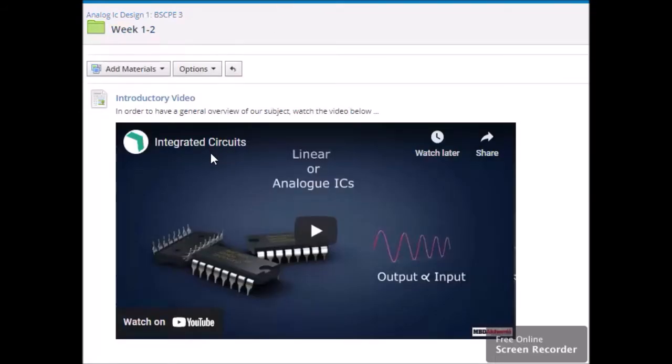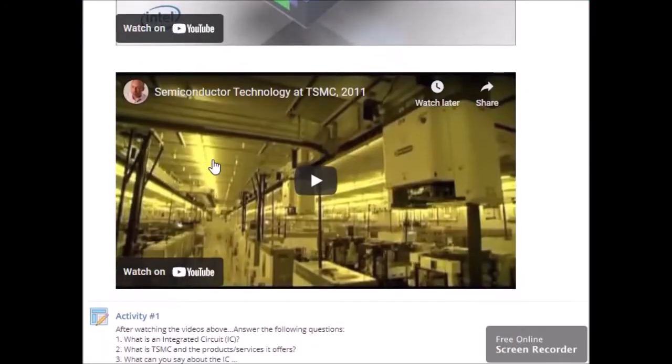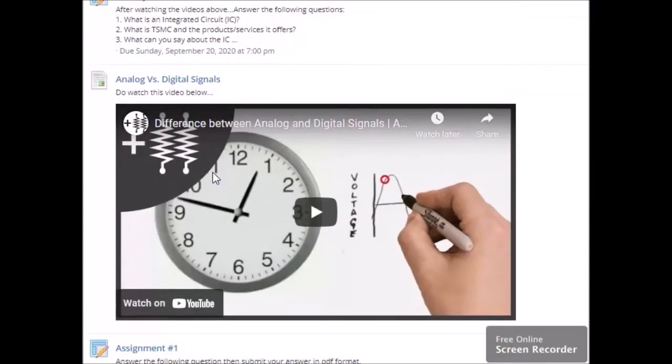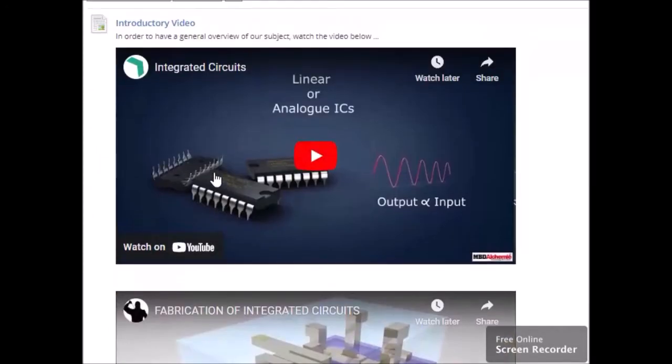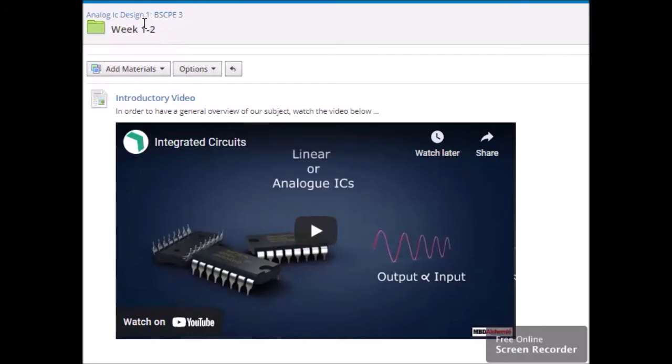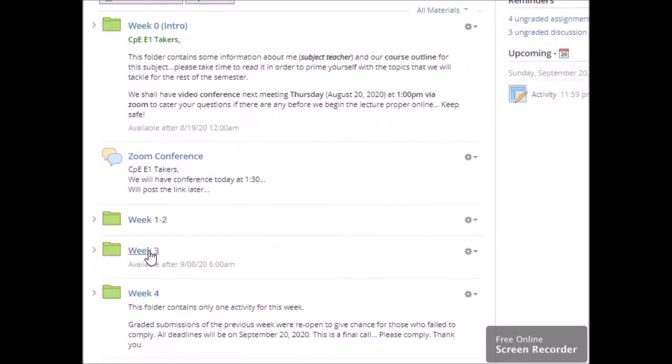And so yes, that was all of the materials that I uploaded on week 1 and 2. And going back to the other weeks, let us have a recap on week 3 first.